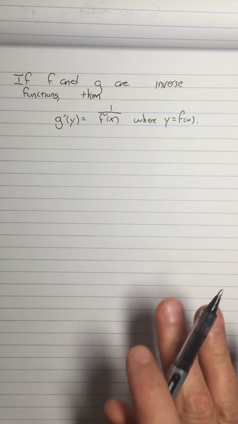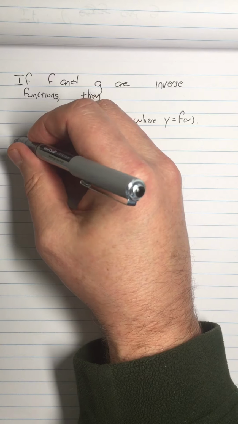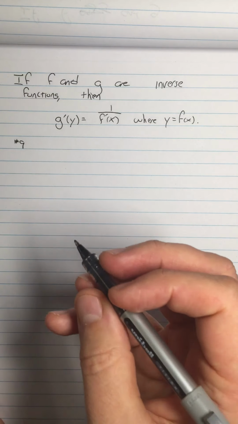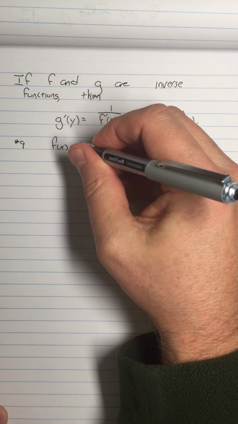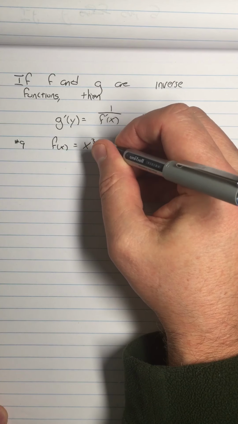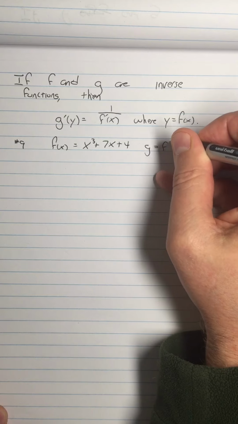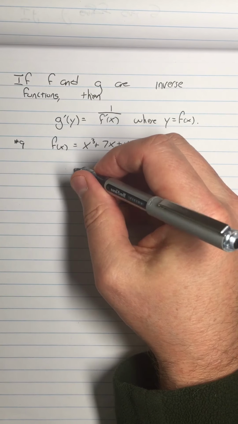But anyway, we can still do this problem. It applies to certain special cases where we can get the x very easily. If not very easily, we can at least see it. So number 9 says we have a function f of x equals x cubed plus 7x plus 4, and then we have the function g, which is f inverse. The first thing it says is to calculate what g of 7 is.